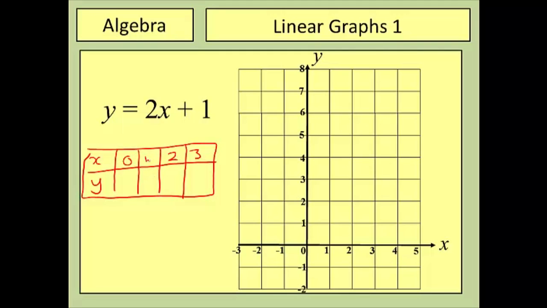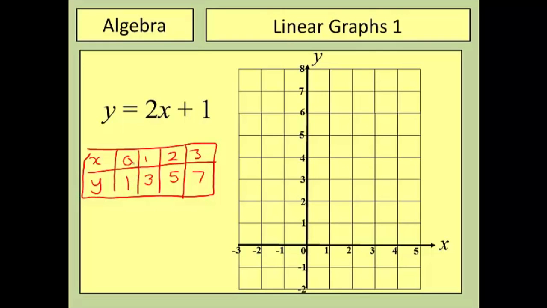I'm going to start here when x is 1. So in this equation, when x becomes 1, instead of 2 times x plus 1, it becomes 2 times 1 plus 1, which is 3. When x is 2, instead of 2 times x plus 1, this becomes 2 times 2 plus 1, which is 5. And I can fill out the rest of the table doing the same method. Be careful with your 0 ones. When x is 0, 2 times 0 plus 1 becomes 1.